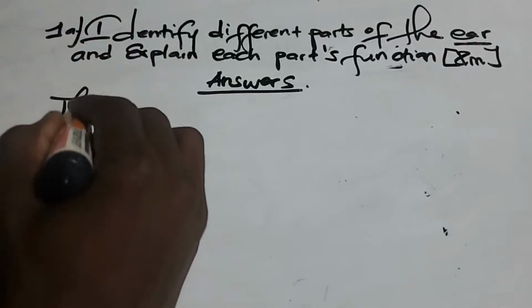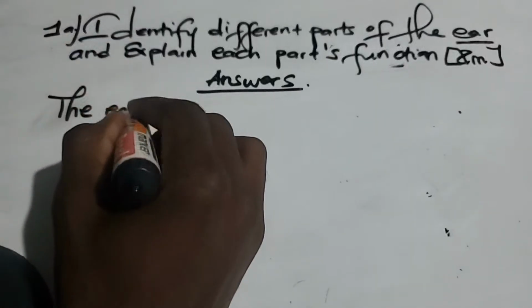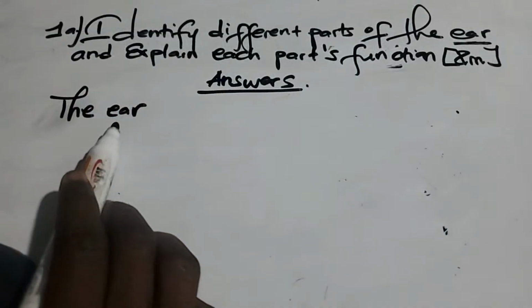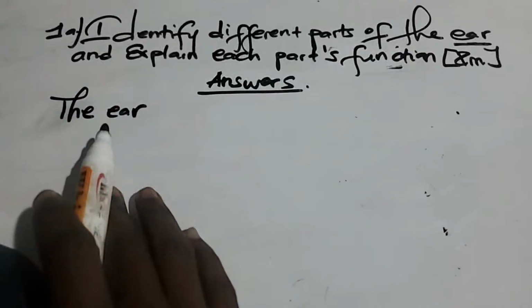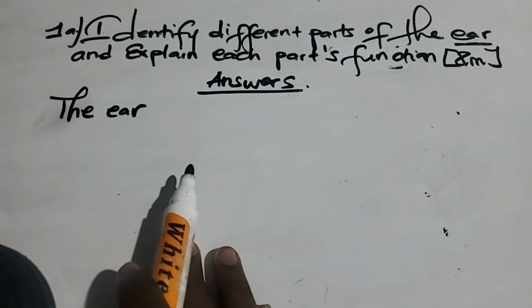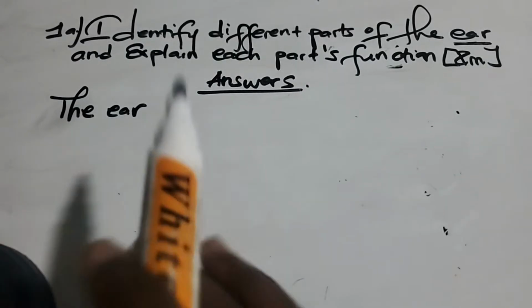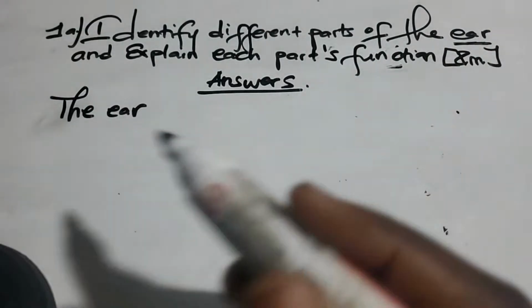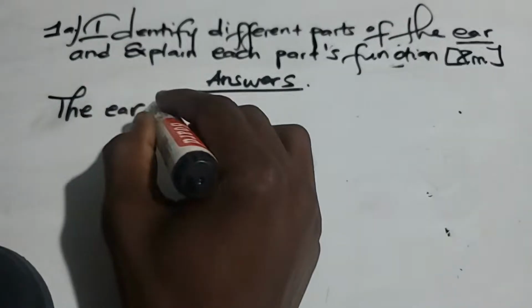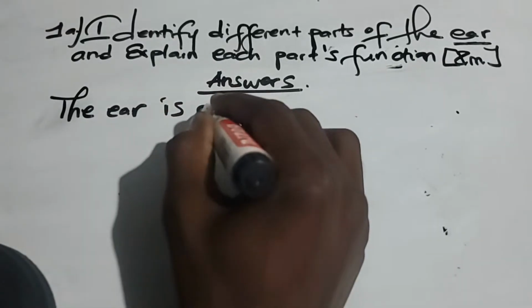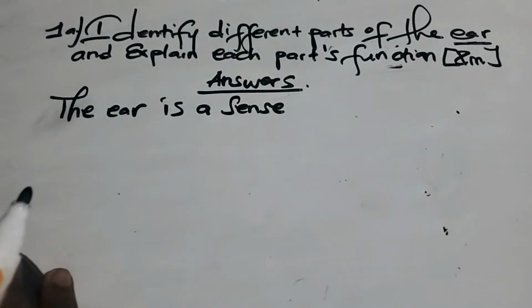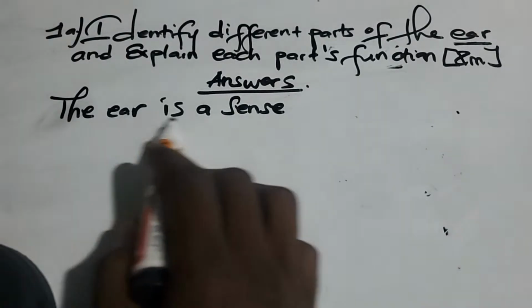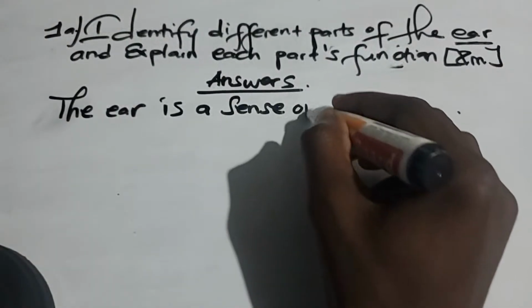So here, the first key thing you have first to write is the ear. Take note what we said. We said that the ear, the eye, and the skin are sense organs. So it is very much essential that you state that these are sense organs. The first line plays a very important role for you to state clearly that this part which I'm about to explain is a sense organ. So you will end up saying the ear is a sense organ. It normally helps in terms of detecting change. So the ear is a sense organ.